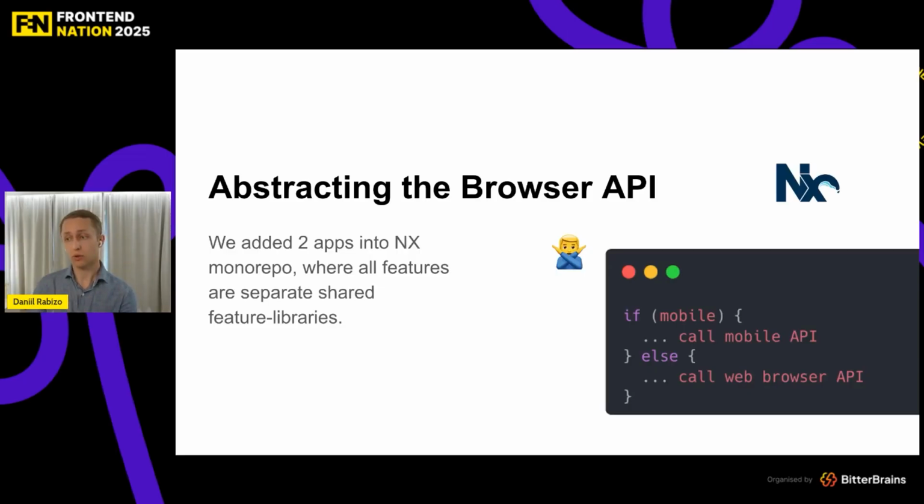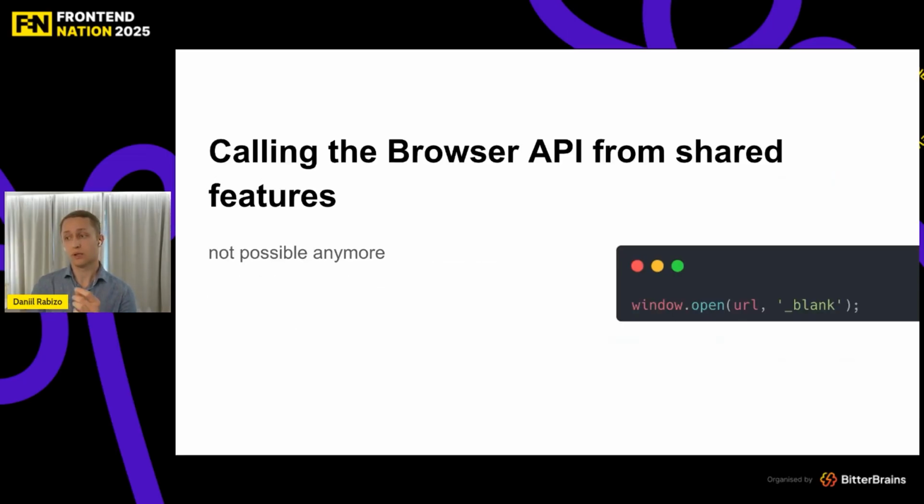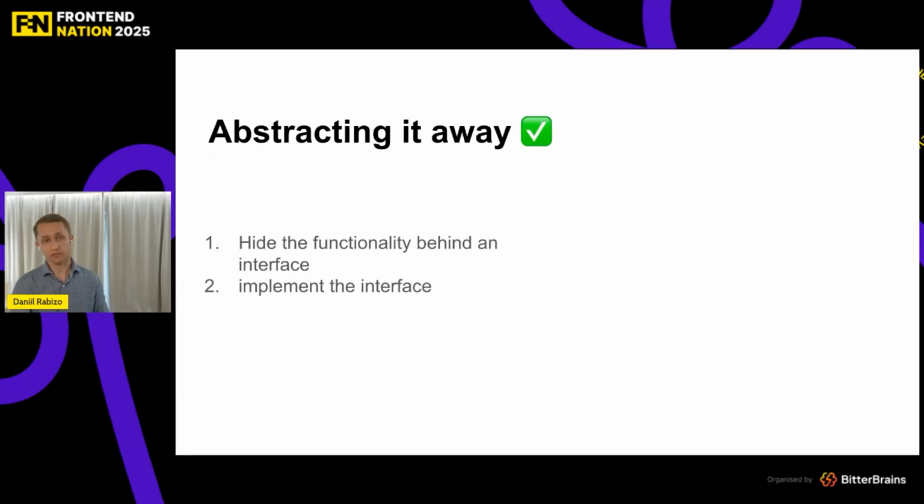And the solution to avoid this logic was, so previously, for example, we used window open for opening new tabs, but this is not possible on mobile because there are no tabs on mobile, right? So how do we solve it correctly? The solution is to abstract this away behind an interface, so hide this functionality.